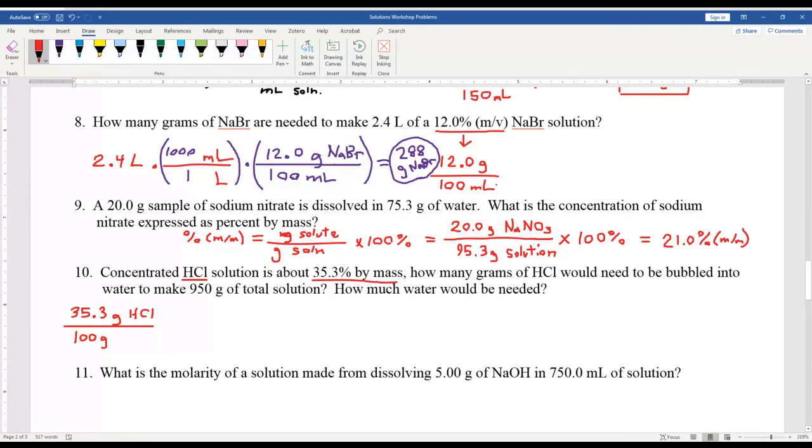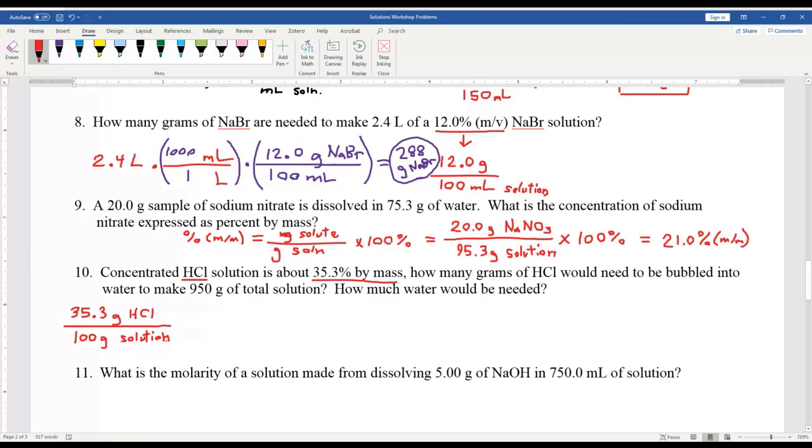So up here when we have the 12%, this is 100 milliliters of solution. When we have the 35.3%, this is per 100 of the solution. And the solution is the water and everything dissolved in it, the whole thing. It doesn't even have to be water; you can dissolve things in alcohol or gasoline. Whatever you're dissolving something in, that's the solvent, and all the stuff in there is the solution.